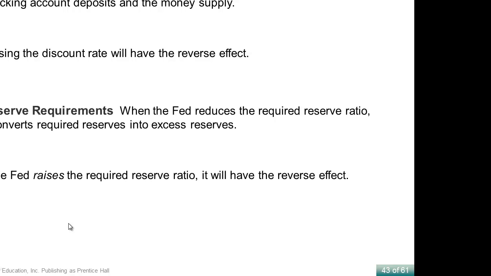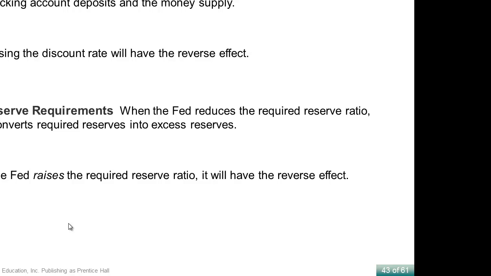Another way the Fed controls the money supply is by discount policy. If they lower the discount rate, or the amount charged to banks, then the banks can charge consumers and businesses, firms and households, less money, which means it will increase checking account deposits and the money supply. Raising the discount rate will have the reverse effect.